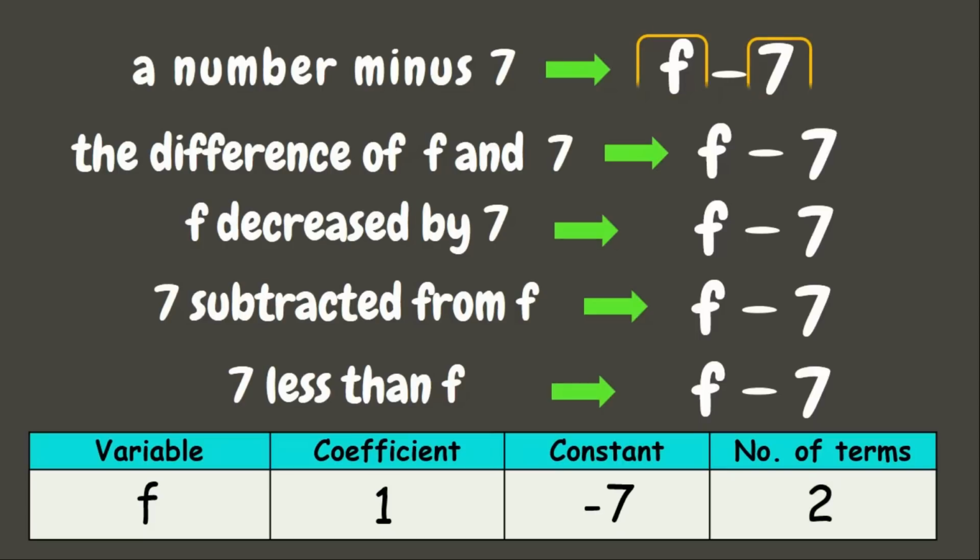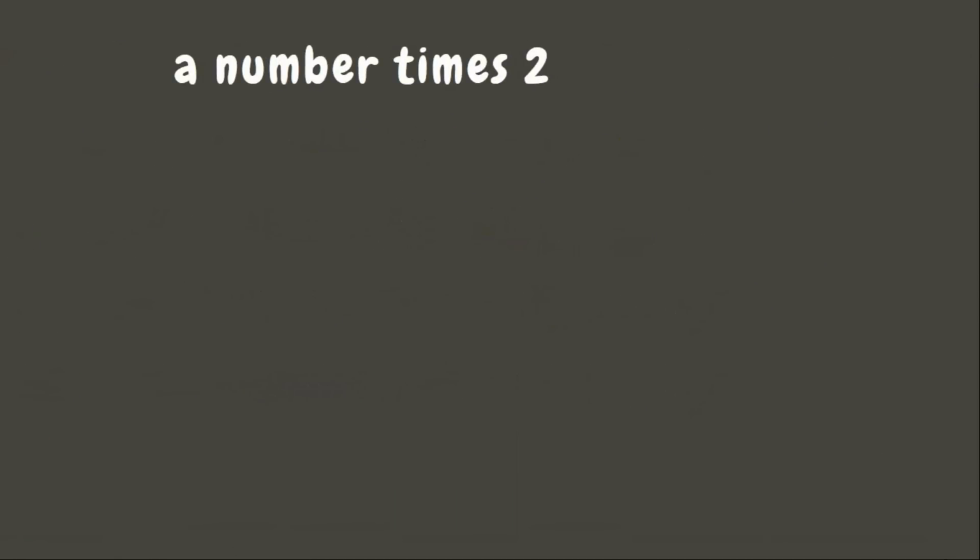Alright, let's go to our next example. This time we have a number times 2. Again, we have here the missing value, which is a number. So now let's represent it by a letter. Let us say letter N. Times, which means multiplication, 2. In an algebraic expression, we do not use the multiplication sign as it confuses us with a variable x. Instead of using the multiplication sign, we just simply combine the number and the variable. So that would be 2n.